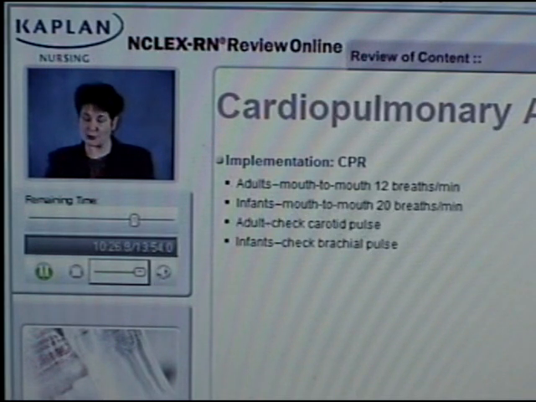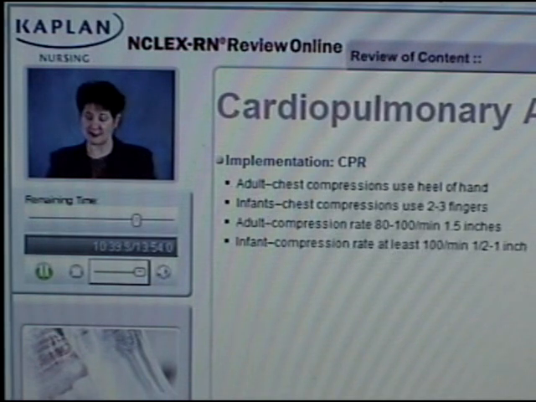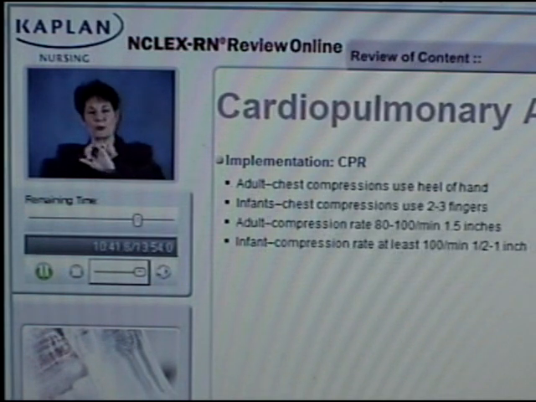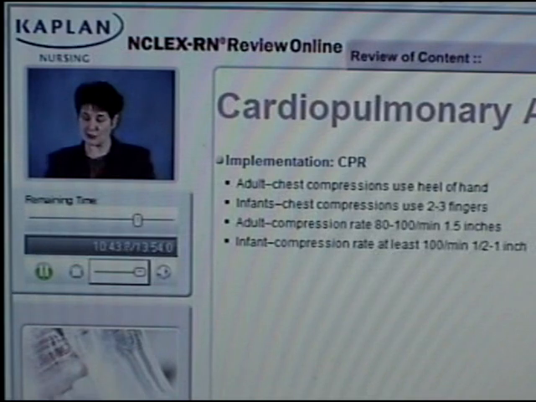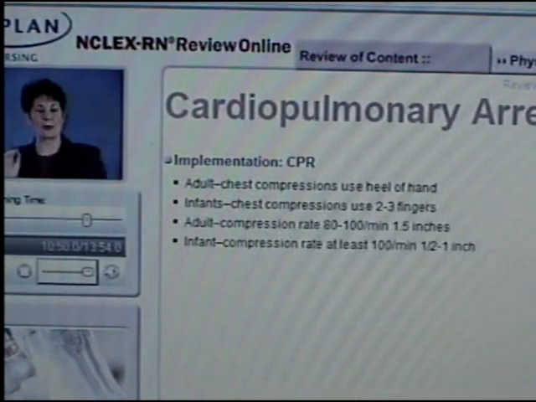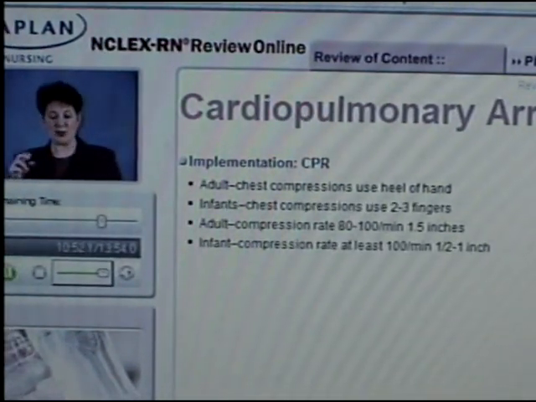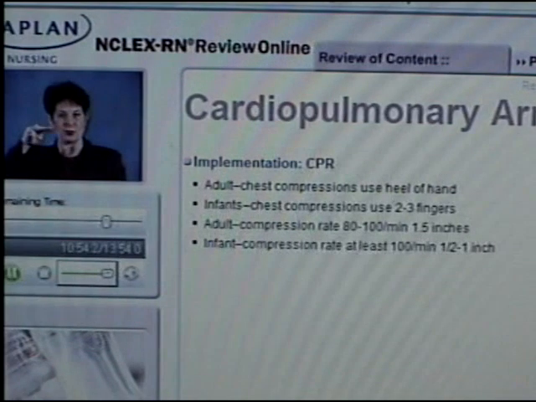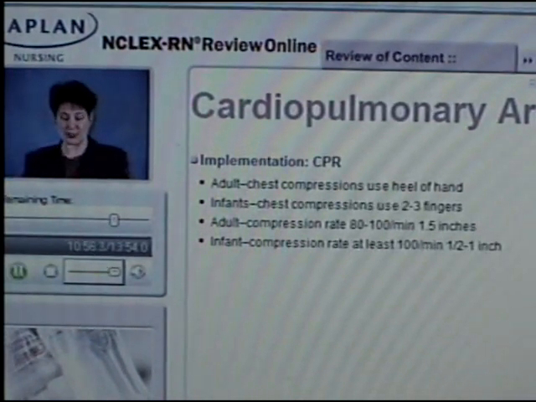And then after you do that, you will check the pulse. With an adult, you will check the carotid pulse. With an infant, you'll check the brachial pulse. If there is no pulse, you will then begin cardiac compressions. This is when you'll actually use your 2 hands and push on the patient's chest. For adult chest compressions, you use the heel of the hand. For infants, they are much smaller people, so you will use 2 or 3 fingers. That's how you will do the chest compressions.